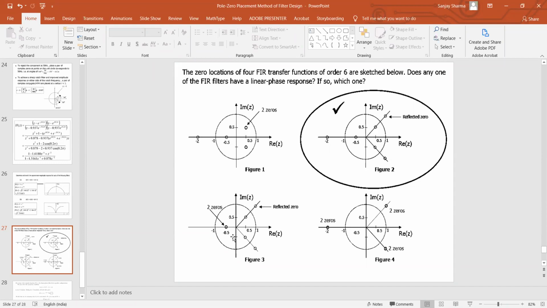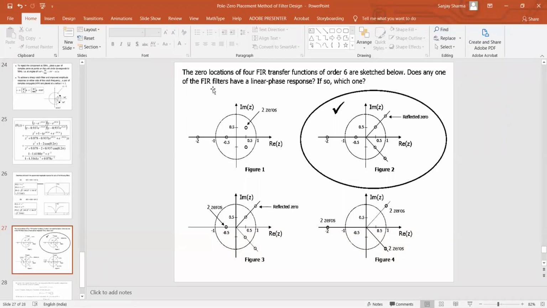In this case also, these 2 zeros are reflections of each other, these 2 zeros are reflections of each other, whereas this is not. In this case, again, reflections are not there. 2 zeros are outside, 2 zeros are outside, 2 zeros are outside, a maximum phase system, but no reflection.